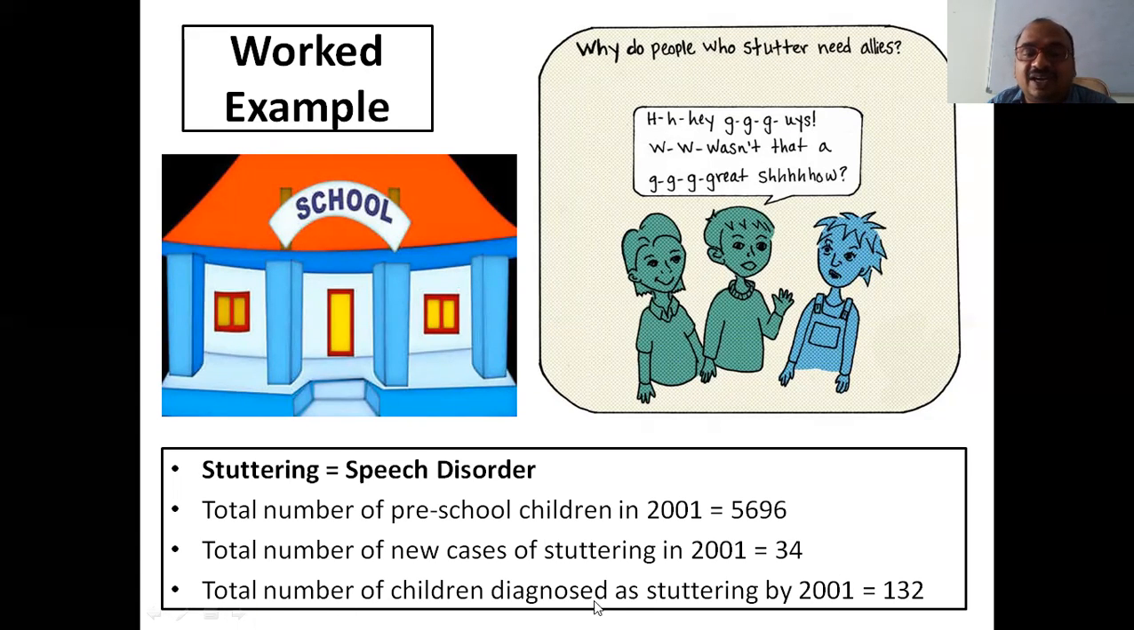Total number of children diagnosed as stuttering by 2000, by, see here this word is very important, by 2001, that means last year, before that last year, total how many people are stuttering? Students, 132. 34 new cases, 132 total by the end of 2001. This is the statistics. In this, how do we measure this stuttering disease?